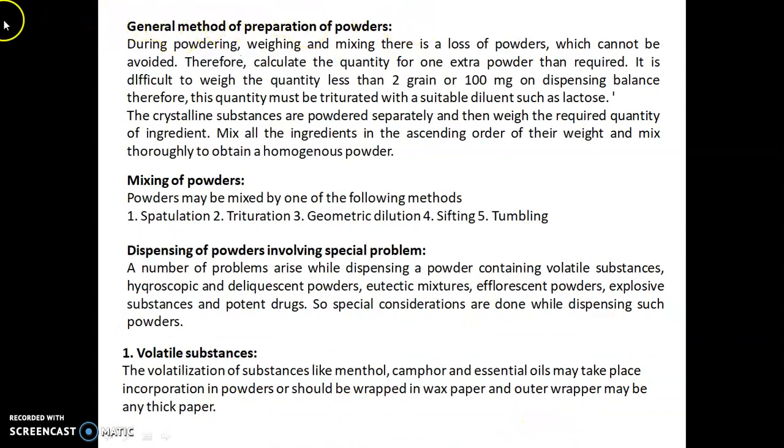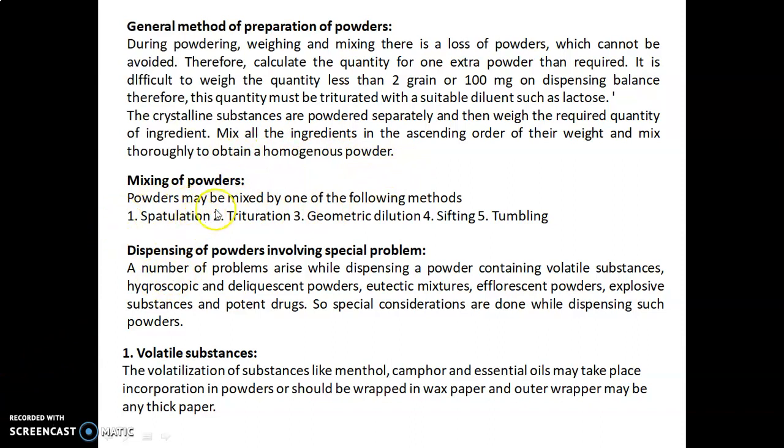General method of preparation of powders: during the powdering, weighing and mixing, there is a loss of powder which cannot be avoided. Therefore, calculate the quantity for one extra powder than required. It is difficult to weigh a quantity less than 2 grain or 100 milligram. As we know, 1 grain is equal to 60 milligram. On a dispensing balance, therefore, this quantity must be triturated with a suitable diluent such as lactose. The crystalline substances are powdered separately and then the required quantity of each ingredient is weighed. Mix all the ingredients in ascending order of their weight and mix thoroughly to obtain a homogeneous powder.